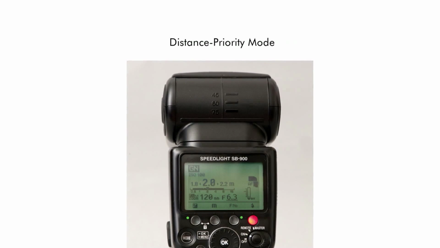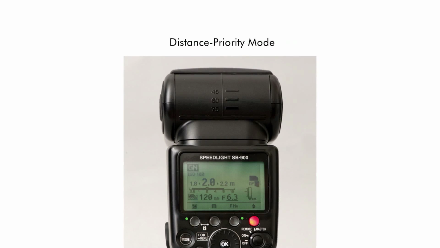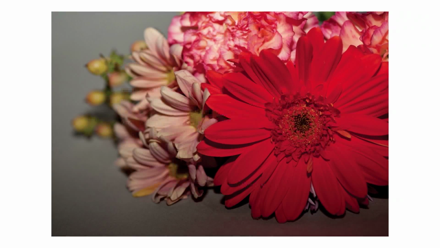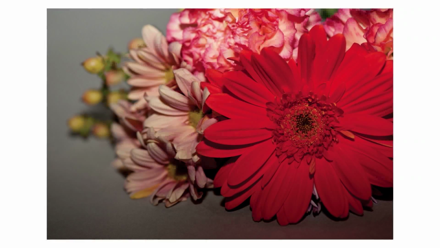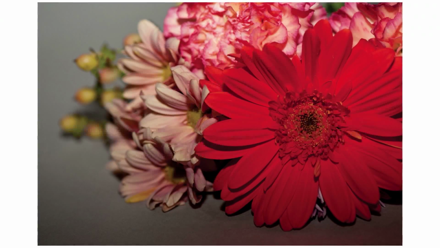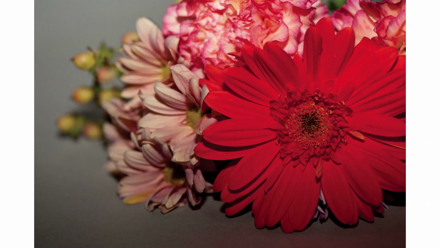The GN on the LCD shows that this speedlight is set to distance priority mode. It's a semi-automatic mode that determines your flash power output when you set your aperture and the distance of your flash from your subject. Distance priority mode is useful for extreme close-up photography. It's also useful when you know that the subject will always be at a certain distance from your flash, but you might want some freedom to change your aperture.